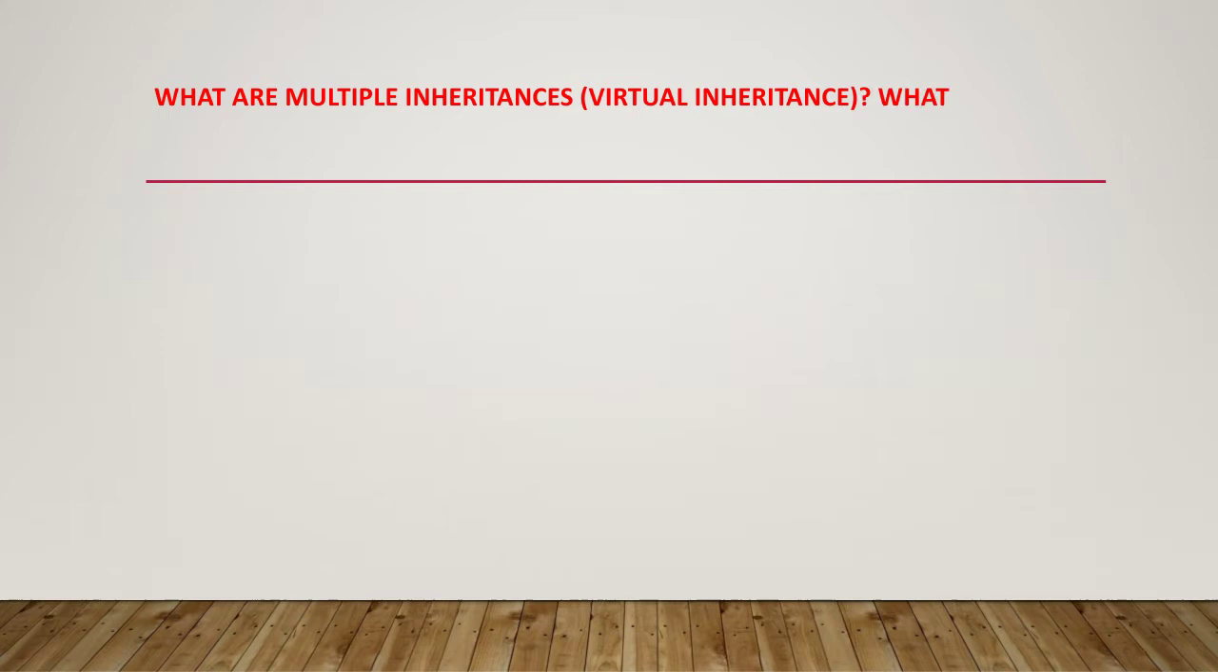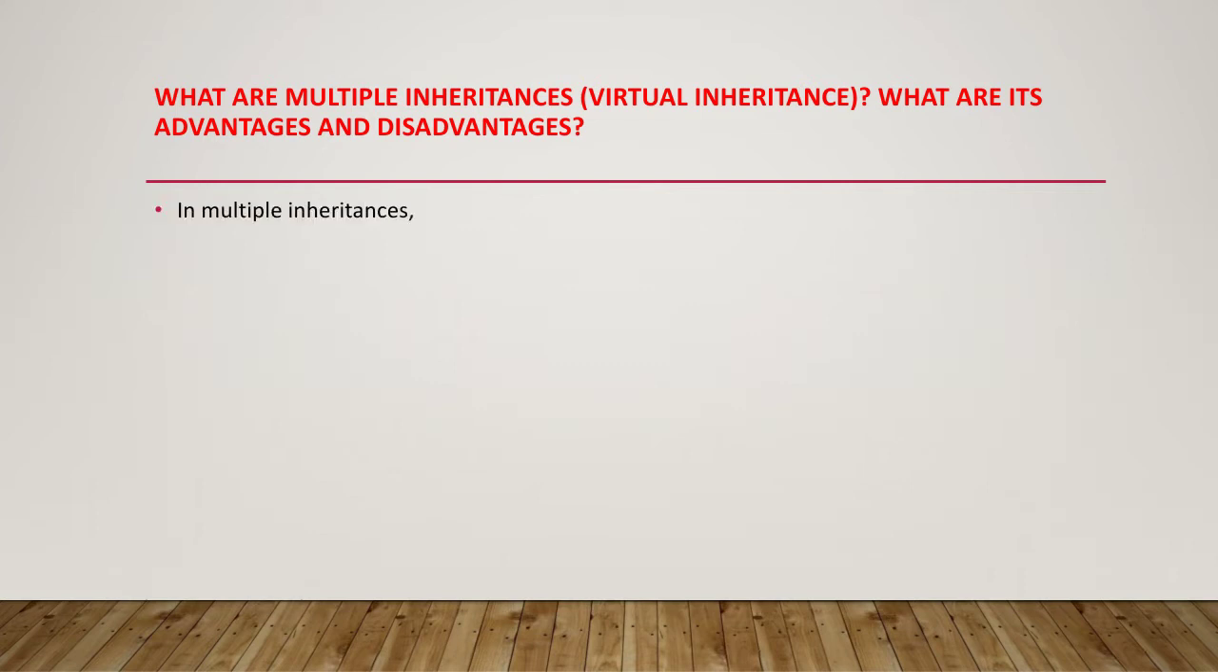What are multiple inheritance or virtual inheritance? What are its advantages and disadvantages? In multiple inheritance, which we just saw in our previous video, we have more than one base class from which a derived class can inherit. Hence, a derived class takes the features and properties of more than one base class.